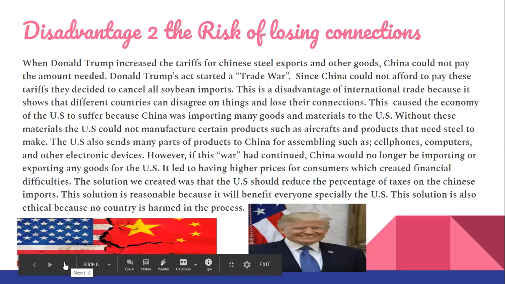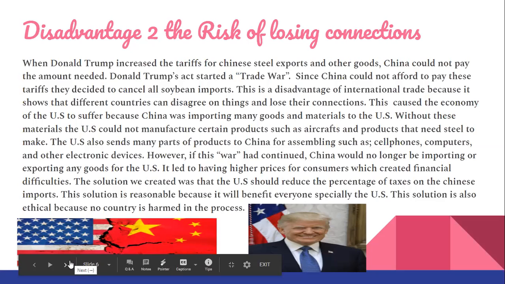The US also sends many parts of products to China for assembling, such as cell phones, computers, and other electronic devices. However, if this war had continued, China would no longer be importing and exporting any goods for the US. It led to having higher prices for consumers, which created financial difficulties.